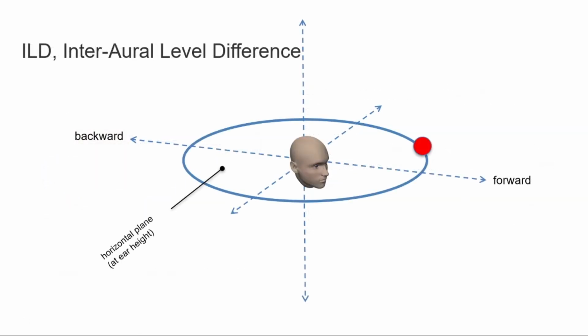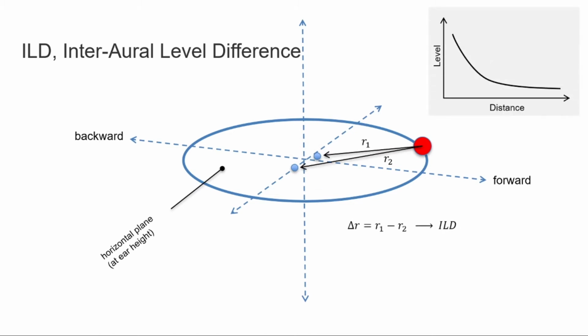ILD is created because of natural sound attenuation over distance. When the distance difference to two ears is different, this creates a level difference which the brain can detect and interpret as the direction of sound. This can work conveniently at high frequencies.